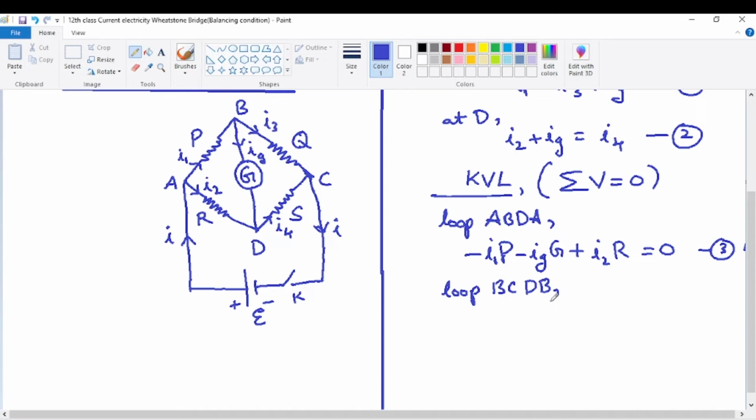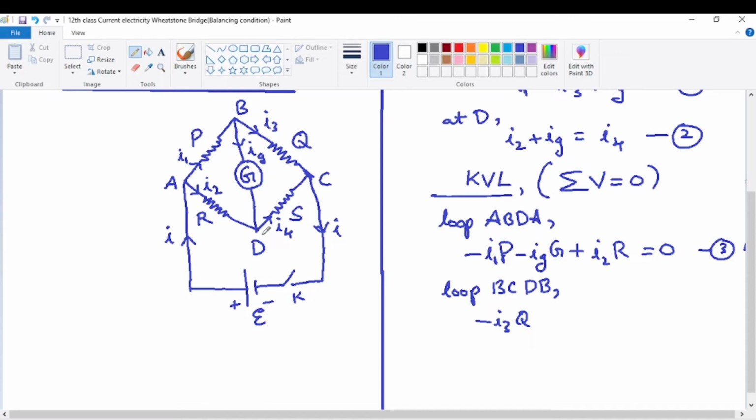So for the closed loop BCDB, we are starting at B, going along the loop this way: B to C, C to D, and D to B again. First we are going from B to C. In the direction of current, the potential difference or change in potential is what? I3 into Q. It's negative. In the direction of current, it's negative. So minus I3 into Q. Next, from C to D, opposite direction of current we are going.